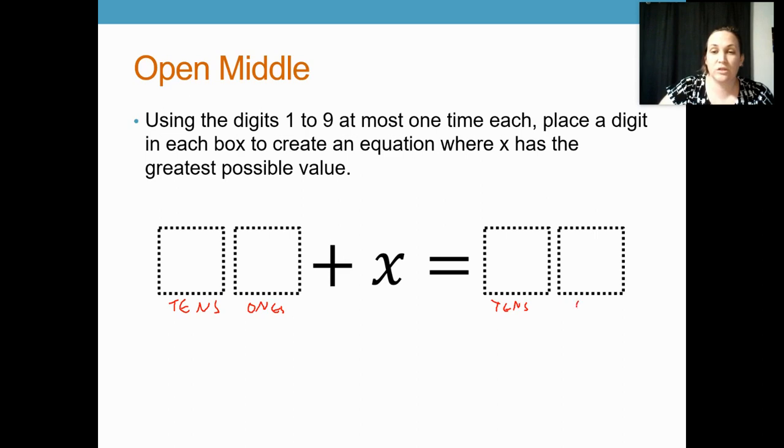This question wants you to create a math equation where, if we solved it, we would get the biggest number possible for x. When I solve this equation that you're creating, I want a huge number, the biggest number you can think of, okay? So again, go ahead and pause the video and give everybody a chance to try to figure out a solution to this problem.